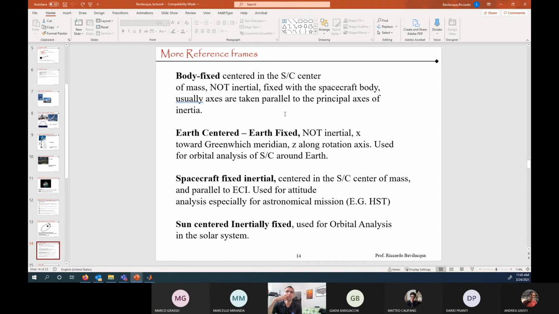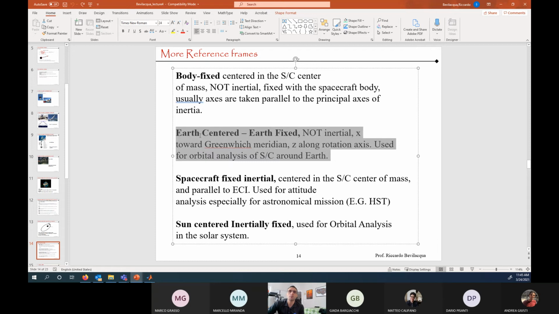Anyways, the body fixed one is definitely not an inertial one, and usually is the principal axis of your spacecraft. It's absolutely important to define it, because otherwise you're not controlling anything in terms of attitude. You could need to use, for example, the one that actually rotates with the Earth. It's not the ECI anymore. It's Earth fixed. It's rotating every 24 hours. If I have to draw a ground track, I want to know the projection of a spacecraft on the planet, then I need to use this one.